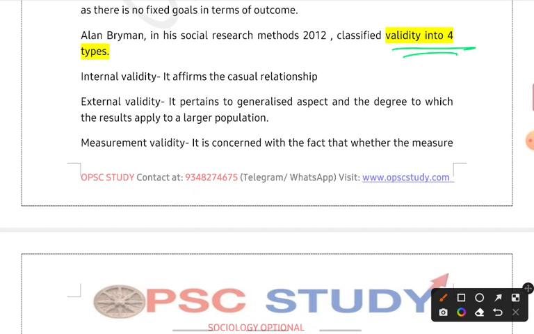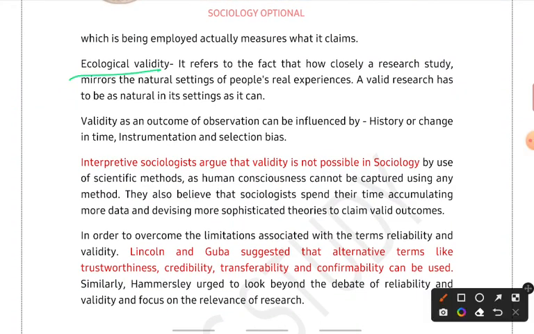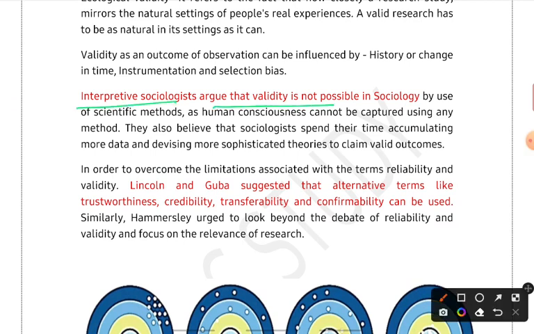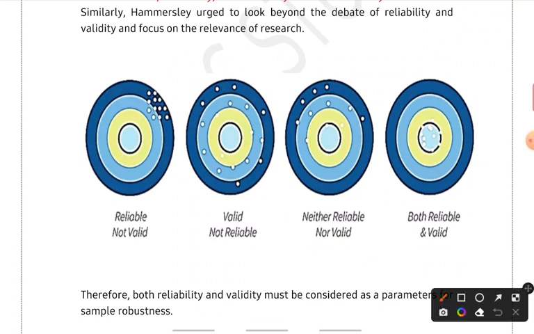Then four types are there: internal, external, measurement, and ecological validity. Interpretative sociology argues that validity is not possible in sociology by use of the scientific method, as human consciousness cannot be captured using any method. Interpretative sociology was more about human consciousness. So they said that if human consciousness comes into play, then validity and reliability go off. You can understand this concept from these diagrams.